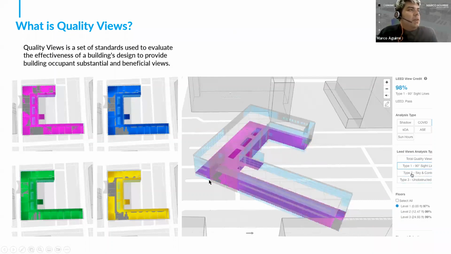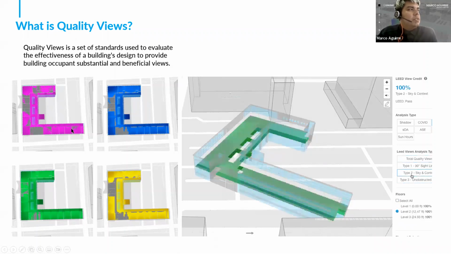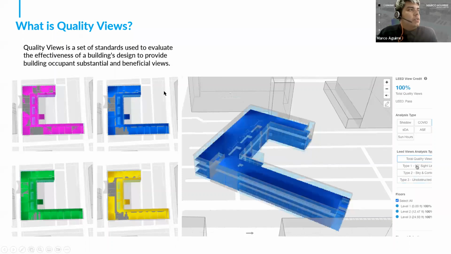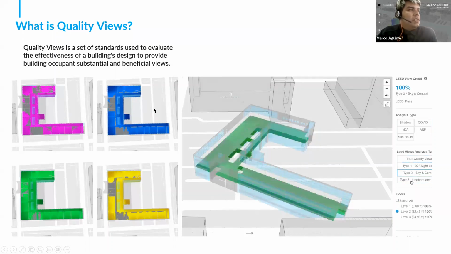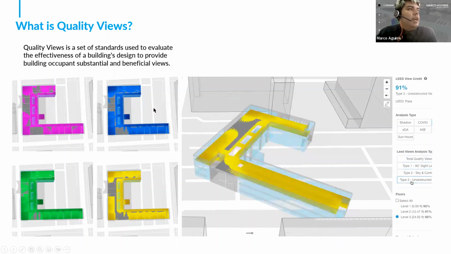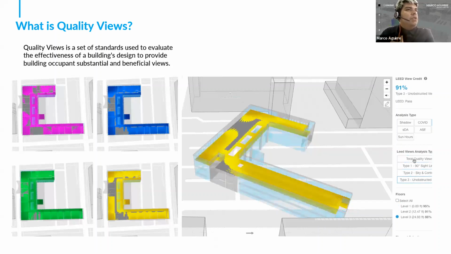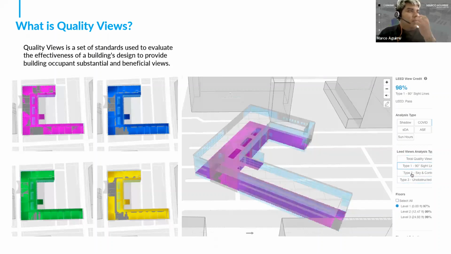So here you can see the model. It's the same building, but with the 4 different view types. One of the view types, which is total quality views, just lets you know across the different spaces which part of the building had majority quality views.